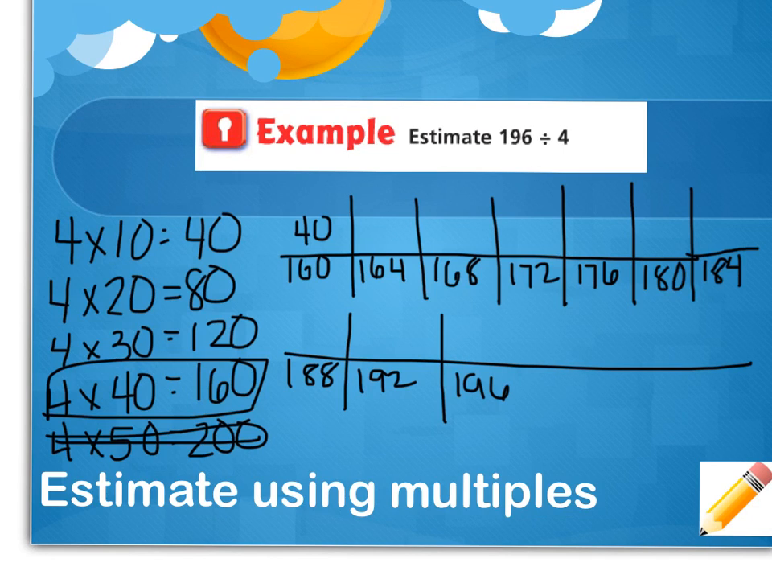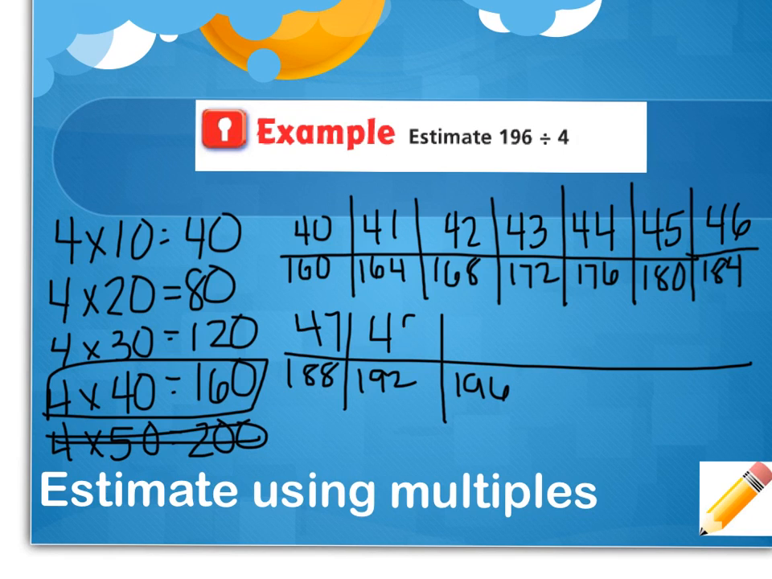Since I started counting from 160, which was 4 times 40, this would be 4 times 41, 42, 43, 44, 45, 46, 47, 48, and 49, telling me that 196 divided by 4 is 49. Go ahead and copy this example into your notes.